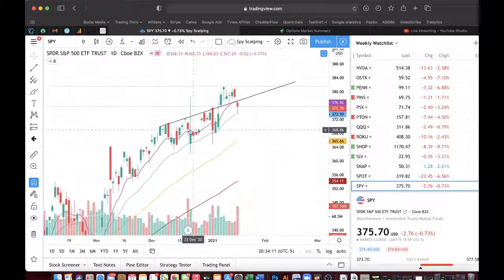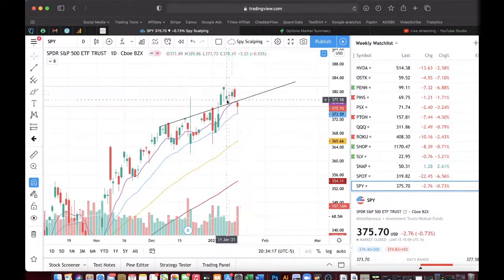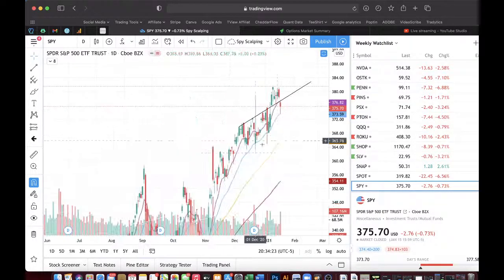We did also break this previous uptrend. Resistance was broken out and used as support, and then now it was broken once more and used as resistance. So this is a pretty significant line here.